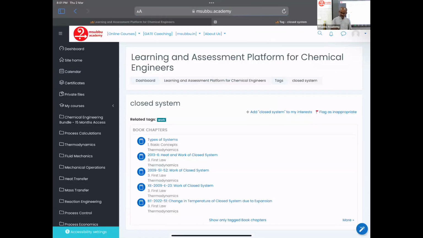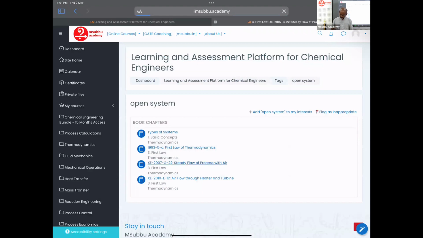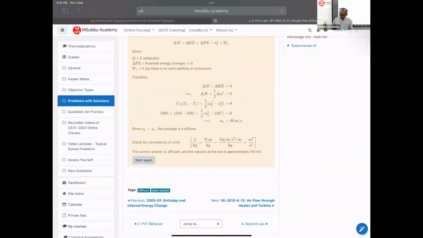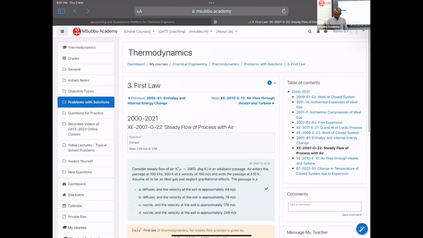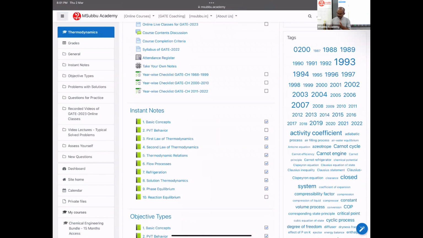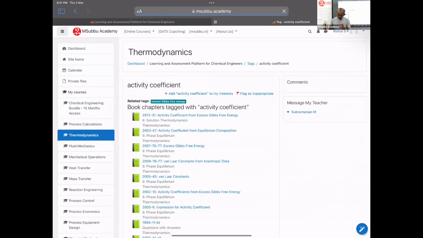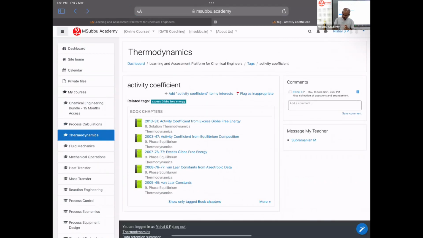This tagging is very helpful so that you can get more detailed aspects relevant to a tag. For example, these are all the relevant items. Every material is having a tag, or what is called a keyword. This keyword index is very helpful so that you can study a concept in detail. For example, activity coefficient has a lot of contents, and the materials relevant to activity coefficient are listed.